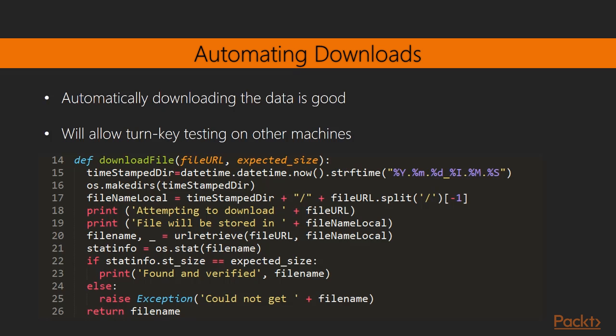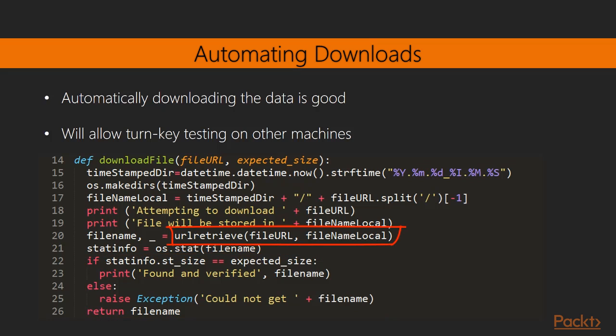We can automate the downloading of the data using the URL retrieve function. That does most of our work. The rest of the code just manages file names, directories, and handles errors. Notice also how we compare the retrieved file size against an expected size. This helps us catch download failures.